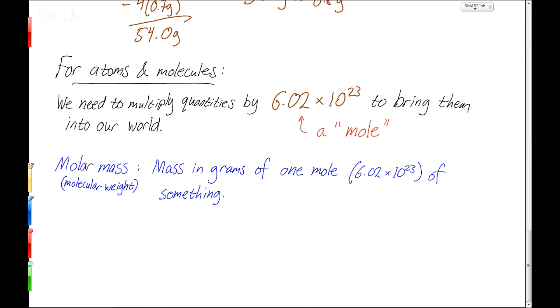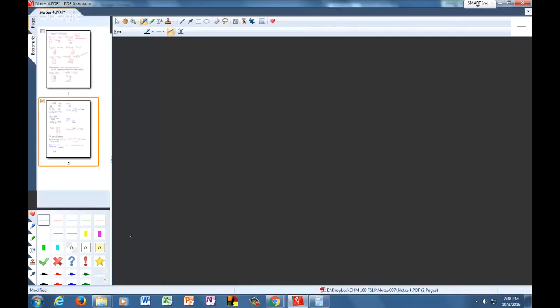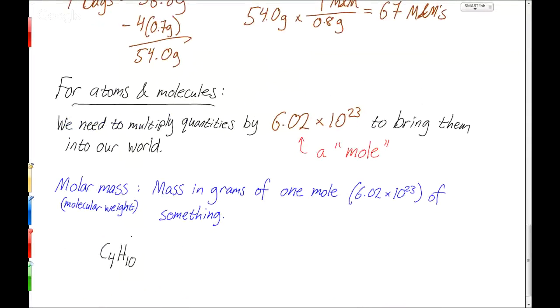You can also have the molar mass of a compound. It's pretty easy. You just add up the individual masses. So for C4H10 from that problem before, if we have 6.02 times 10 to the 23rd molecules of C4H10, we can figure out how much that's going to weigh by adding up the carbon and the hydrogen. So we've got four carbons, and each carbon is 12.011. And then we've got 10 hydrogens, and each hydrogen is 1.01.